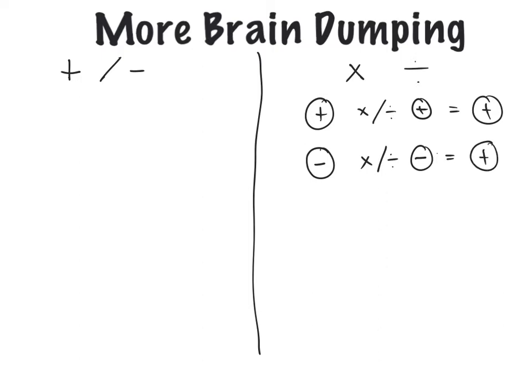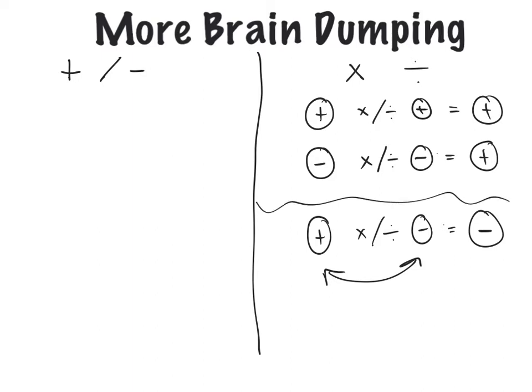So same signs like to be positive. But if you have a positive times or divided by a negative, your answer is still negative. And it doesn't matter this order, they can flip-flop and it would still be negative. So remember, same signs, they like to be positive, they get along. Different signs don't get along, that's negative. But that is only for multiplying and dividing, not for adding and subtracting. So adding and subtracting have their own set of rules.